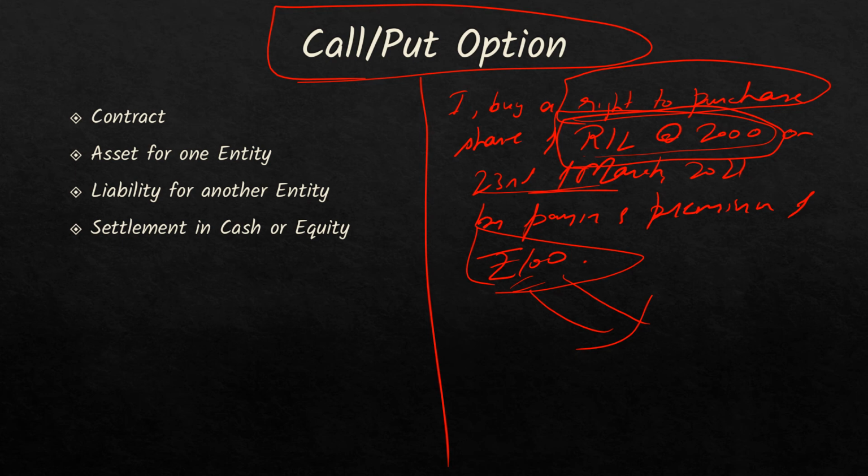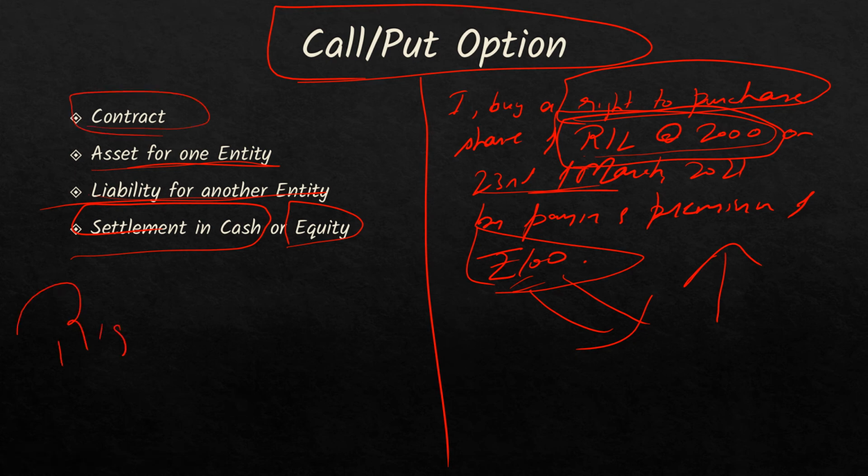So will I be showing it as an asset? Yes, if the price is moving. I have this right, so I'll be showing it as my asset. Whoever has sold the right must be showing it as his liability. Ultimately, on this date, either he will be settling in equity or in cash. Mostly it's settled in cash. So we have a contract. A put option is where I enter into a contract of right to sell.